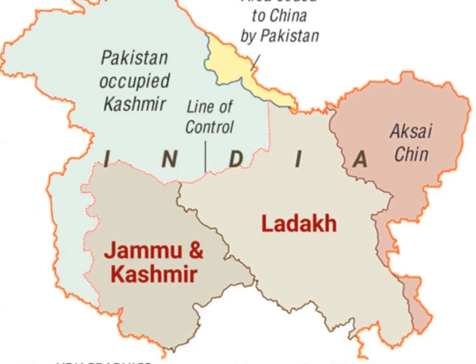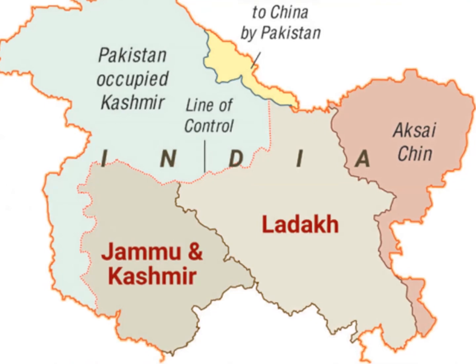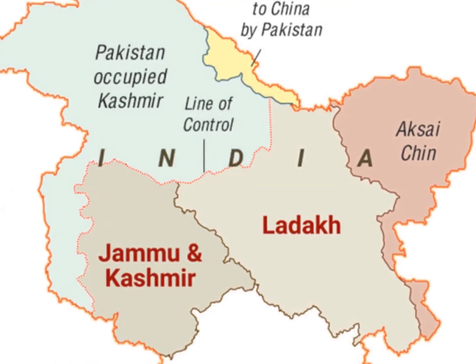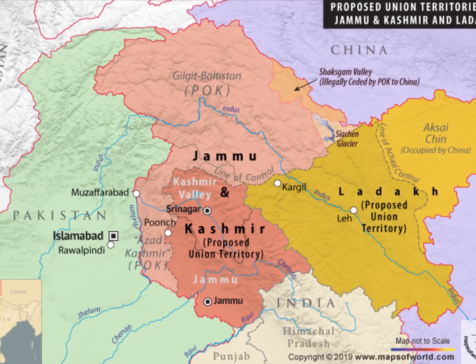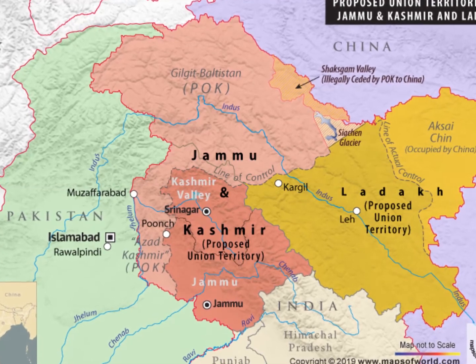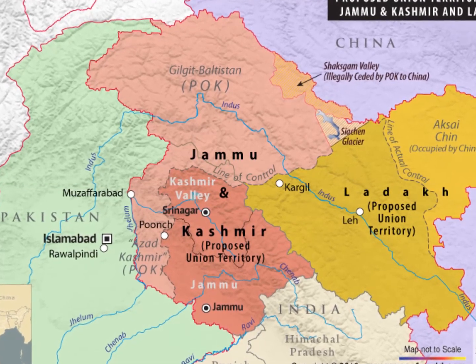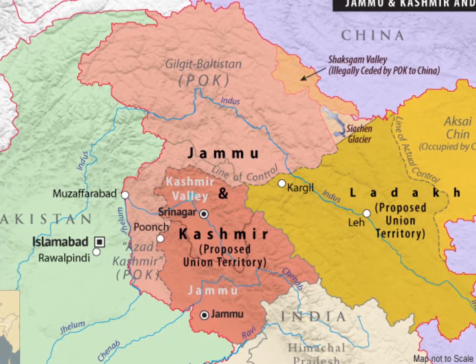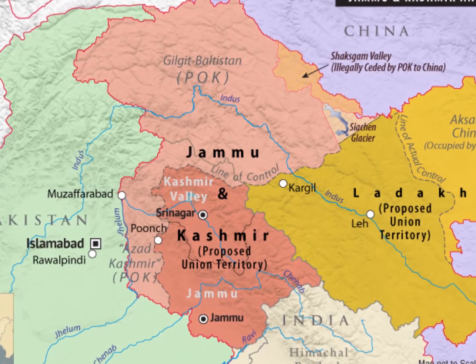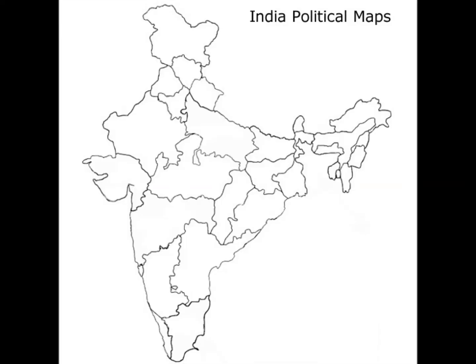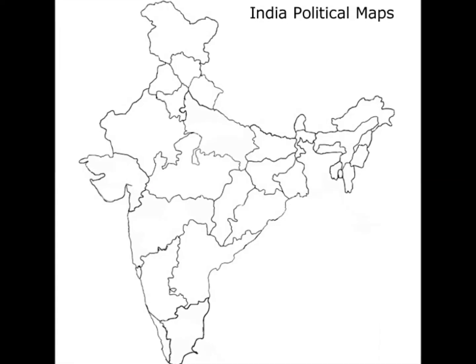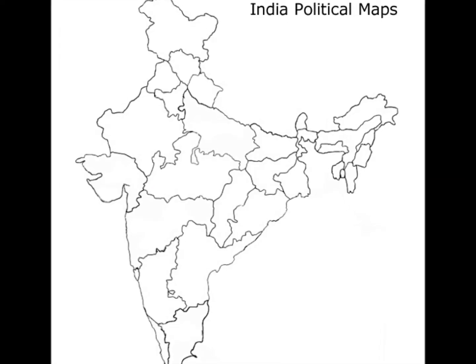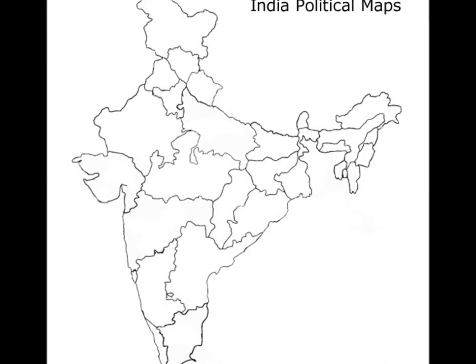So together we have 28 states and 9 union territories. If there are any such questions at the time of the exam, don't be confused. Presently we have 28 states and 9 union territories only. So be in touch and update your ideas whenever required.